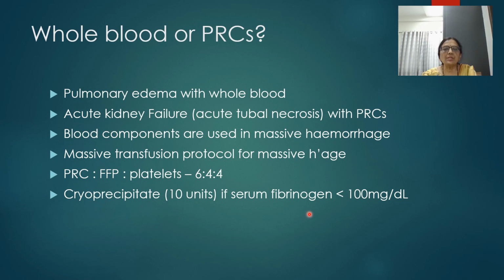Cryoprecipitate is to be given whenever the serum fibrinogen level is less than 100 mg per dL, and 10 units of cryoprecipitate are required to correct the hypofibrinogenemia.